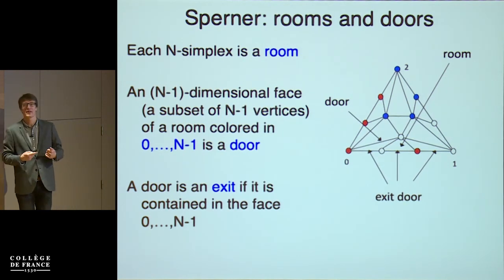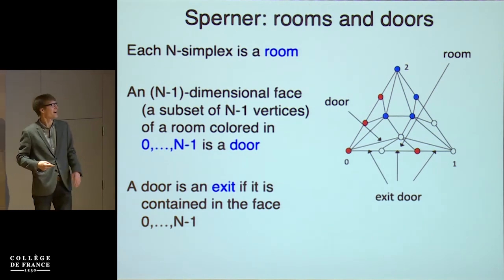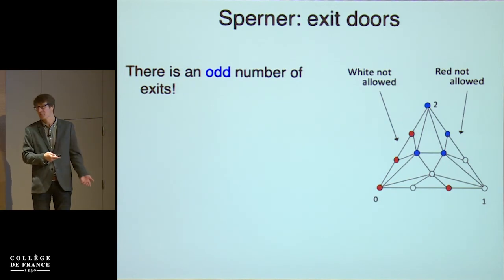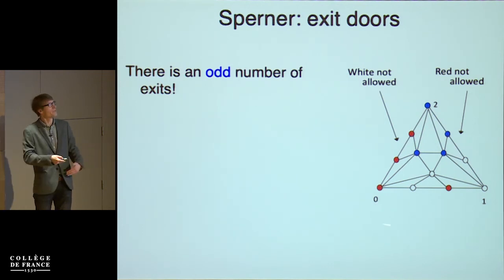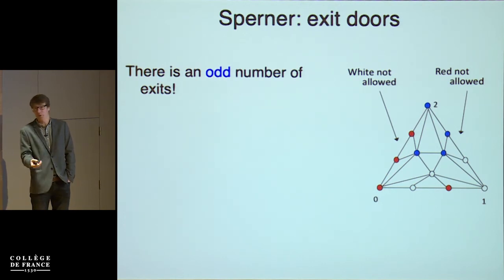Okay? So now I use just a simple walking argument. So there must be an odd number of exits, and this is just by definition, because we already use the inductive hypothesis. We know that on this face there is an odd number of simplices colored 0 to n minus 1. In this case, 0, 1, 0, 1, 0, 1. So there is an odd number of them. We already proved that.